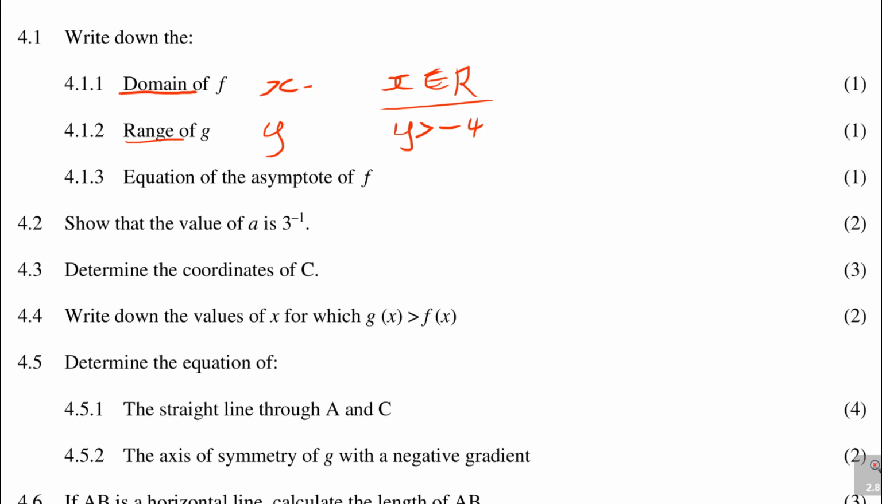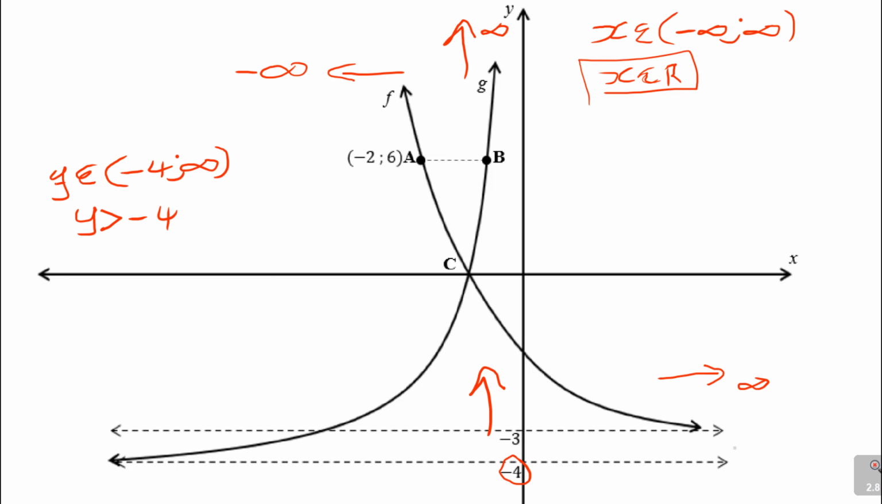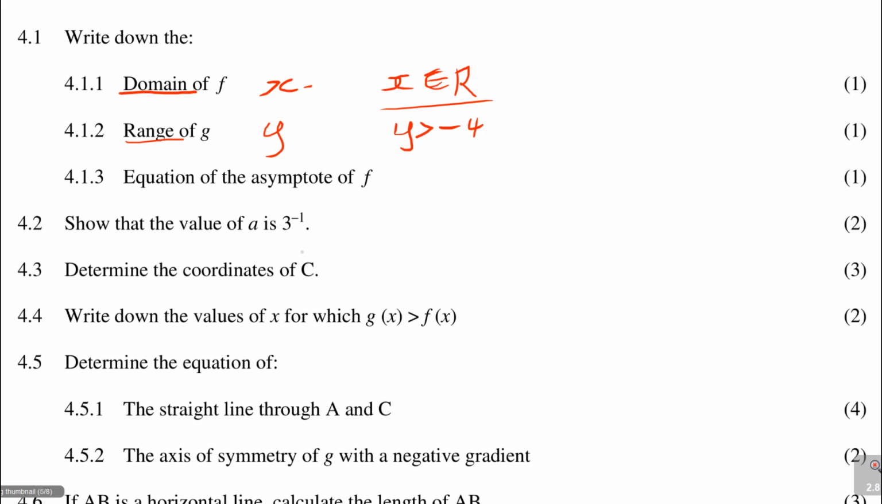But what is this line at -4? I already told you, this is the asymptote. That is where the graph will never go below. You'll never see y going below that -4. That's why we are saying y is greater than -4. All right, so let's move on to the next question.